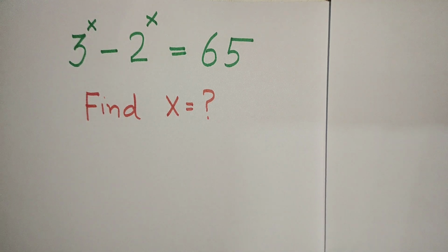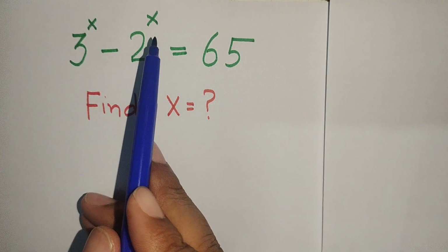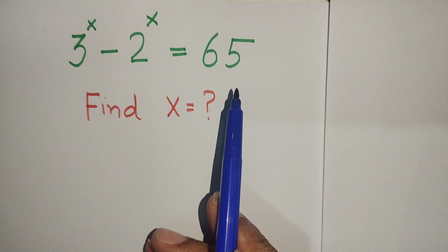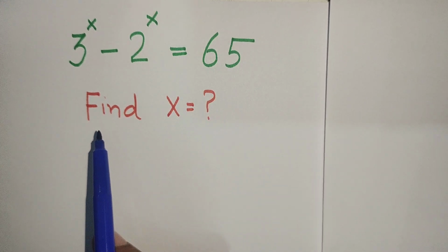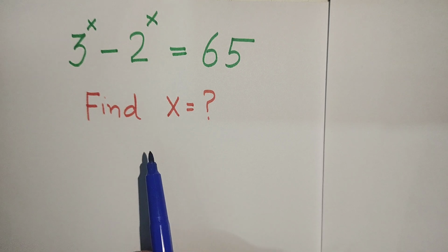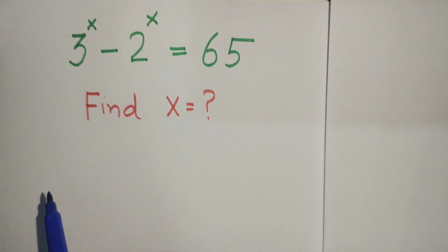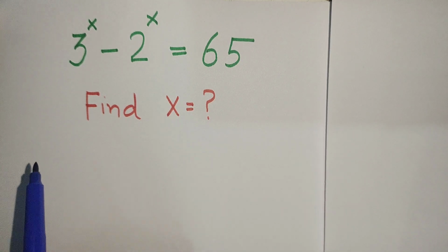Hello everybody, here is a very nice exponential expression: 3 raised to power x minus 2 raised to power x is equal to 65, and we are interested to find the value of x. Okay, now a simple technique will not work here. We have to use a certain trick to solve this exponential expression.